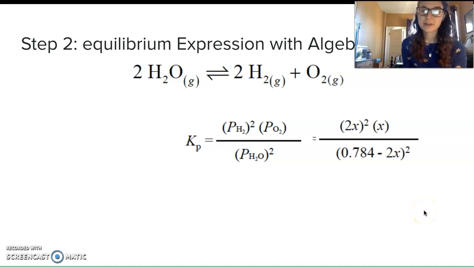So here if we plug in our values, we have (2x) squared times x divided by (0.784 minus 2x) squared. And those are just values that were, again, plugged in from the ICE table.